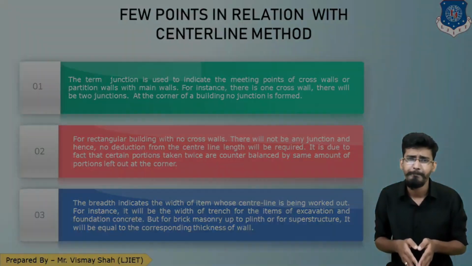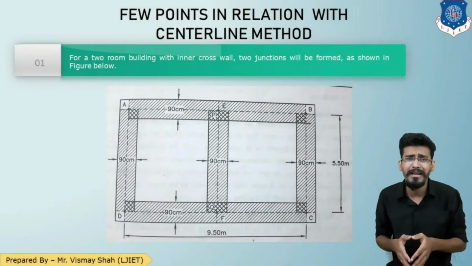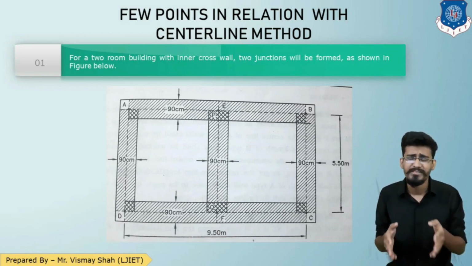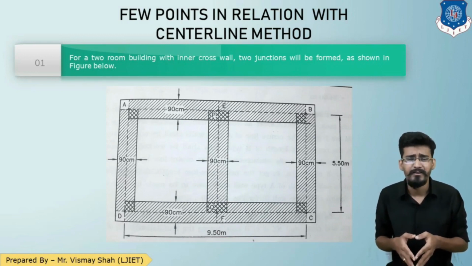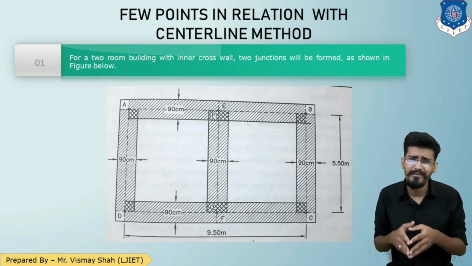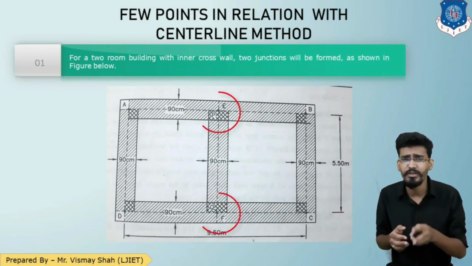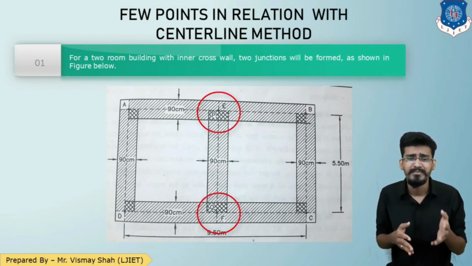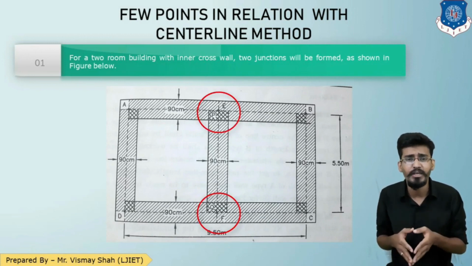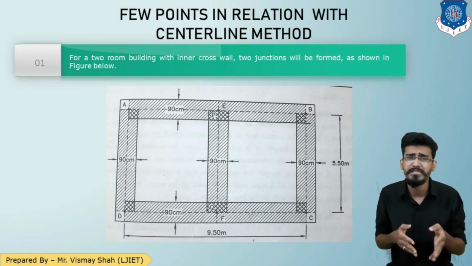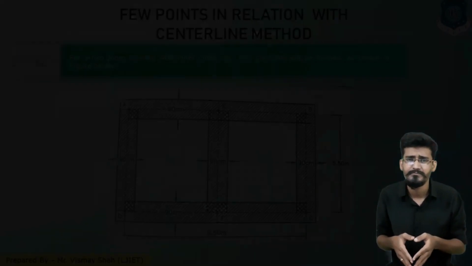Now moving forward, for a two-room building having one inner cross wall, two junctions will be formed as shown in the figure. As you can see, there are two rooms divided by one partition wall. So there are two junctions being formed, known as junction P and junction Q. Now let us calculate the total centerline length for this case.